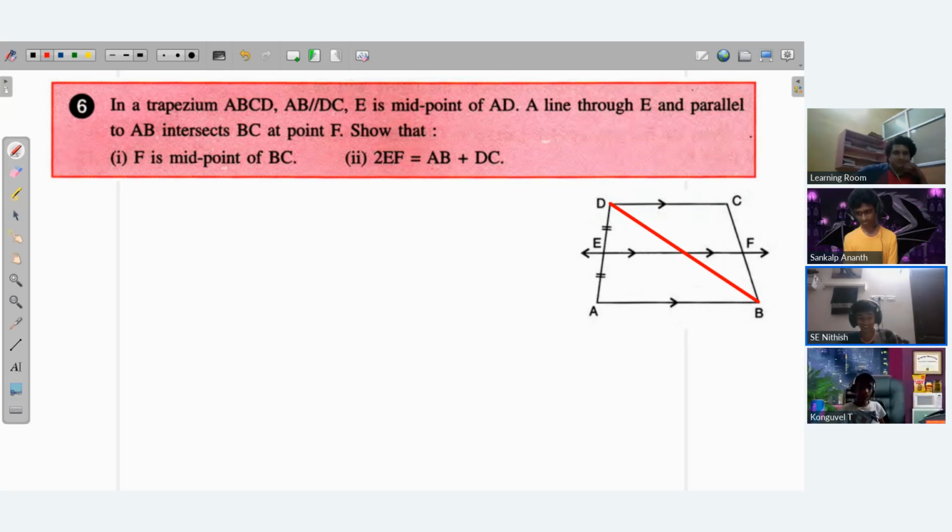E is a midpoint, right, sir? Because AE and ED are equal. Yeah, E is the midpoint. So mine is right or wrong? Yeah, completely. E is the midpoint.